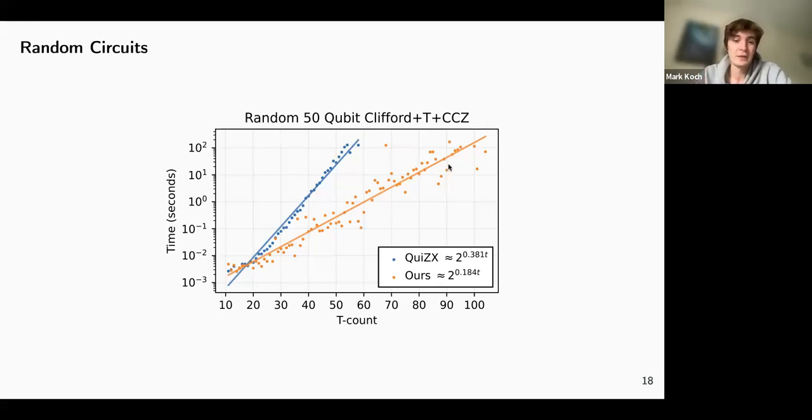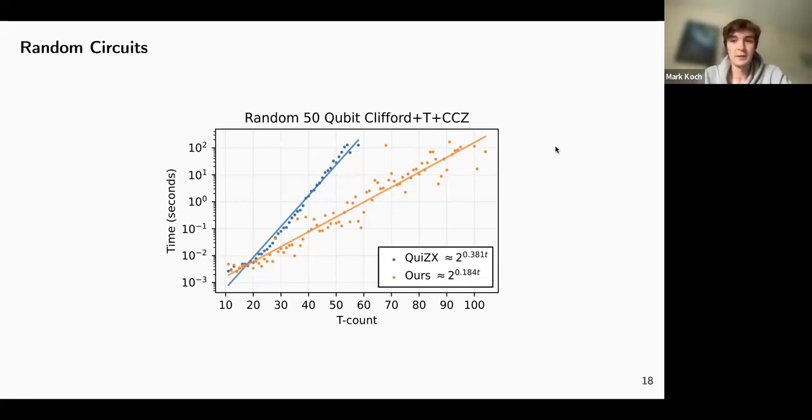And as you can see, at T counts around 50 to 60 in QuiZX, we already get like a 2 order of magnitude speed up compared to QuiZX. And while QuiZX reaches our timeout at around T count 60, we can easily go up to 100. And then we also did an exponential fit on those curves and get a practical alpha or scaling coefficient, which in QuiZX would be 0.381, and we get 0.184. So the slope is about half of what we have in QuiZX.